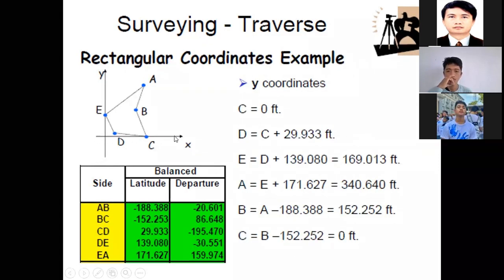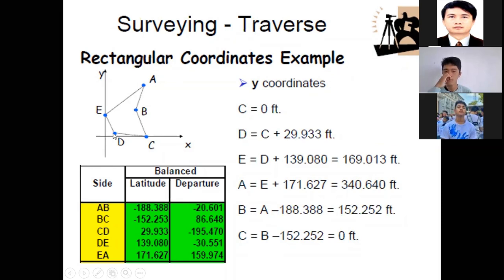Similarly, the process is the same for the y coordinates. This time we need to start at point C because its y component is 0. Next, point D. This time, we're using the latitude of the line segment CD. So our latitude is 29.933. The component here is small, so we need to add this, plus 29.933. Of course, when we add that, it gives the same value, 29.933, because C is 0.